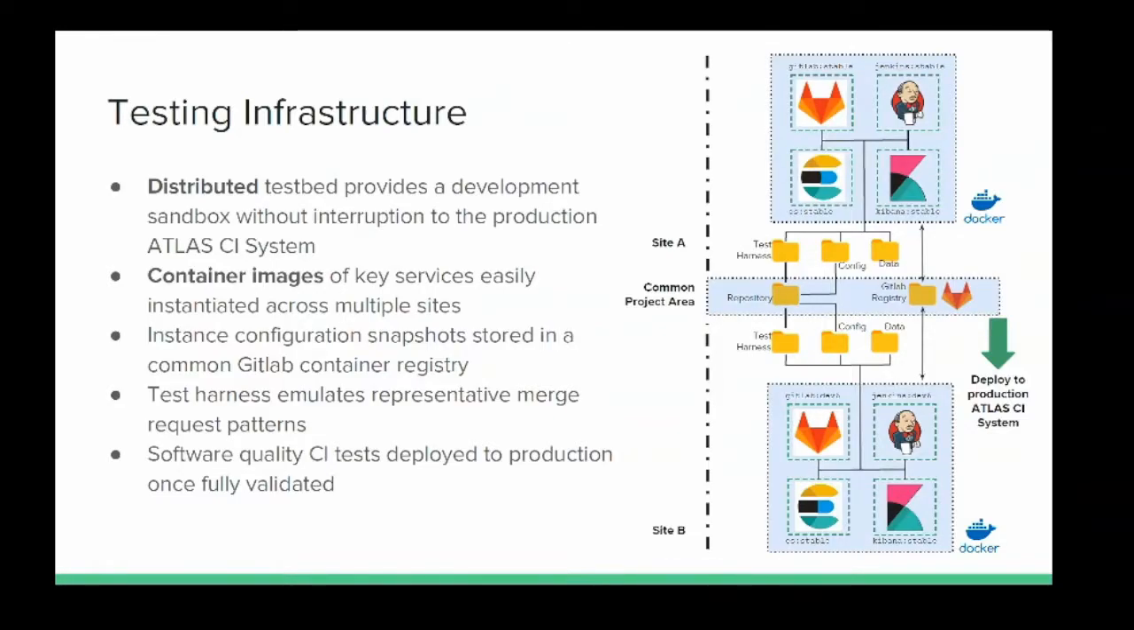Similarly, because you want to work in a distributed way, you want to make it portable, so you can essentially duplicate that into a second site. And that, again, is very easy to do with containers. All you need to do is have a common project area with a Docker registry, and then you can have some kind of rudimentary version control. So 2 people can work simultaneously on different aspects of the software quality tests.